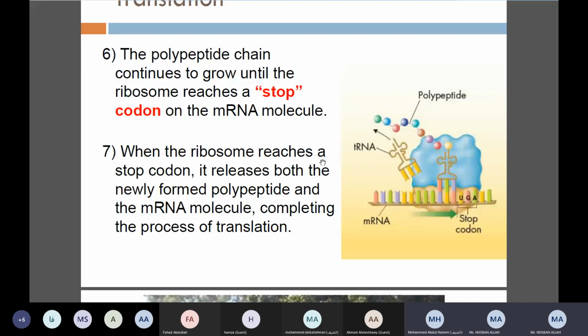When the ribosome reaches a stopping codon, it releases both the newly formed polypeptide and the RNA molecules, completing the process of translation. So at this point, the messenger RNA is completed, and it will complete the process of translation, right? After this, the protein will form, right?